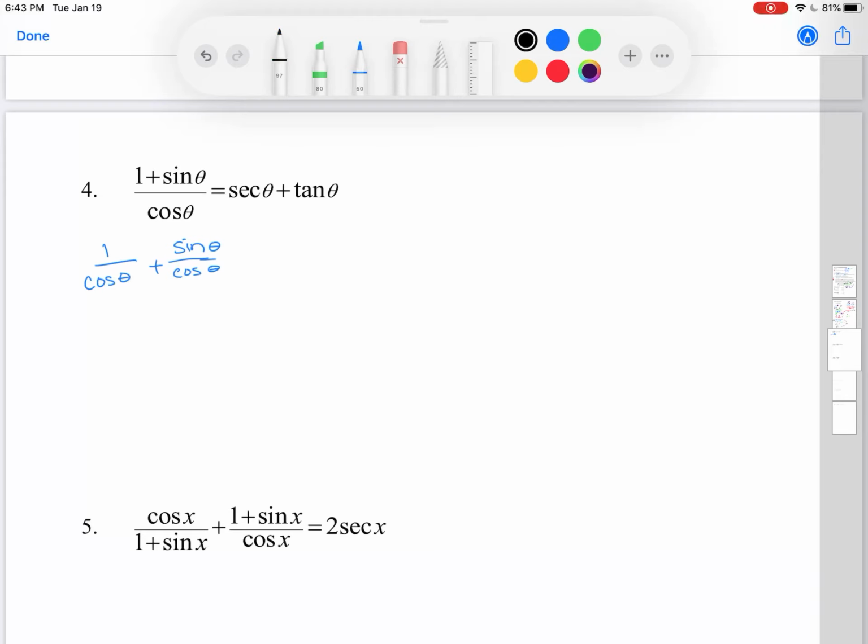All right. Well, what do you know, guys? I'm already done. 1 over cosine theta. It's the exact same as secant theta. I'll keep it as thetas for you guys. All right. Plus sine over cosine theta, which is now tangent. And there you have it. We're done. All right. Some are easier than others. Some take a little bit of brain power.